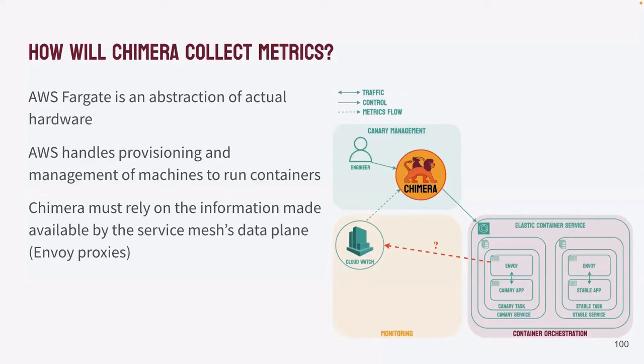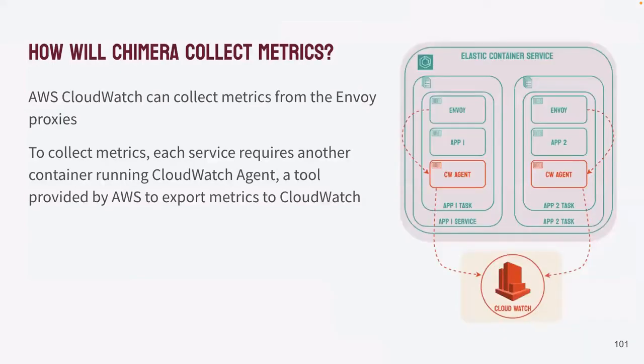Because our user's infrastructure is running on AWS Fargate, we don't have access to an underlying machine, and therefore we can't use any operating system level tools to collect metrics or networking information. Instead, we have to rely on what is made available by ECS and by the data plane of our service mesh, which in this case is the Envoy proxies that are attached to each service. So fortunately, AWS provides a containerized application called the CloudWatch agent, which can be used to collect metrics from the Envoy proxies and then export them to the CloudWatch platform.